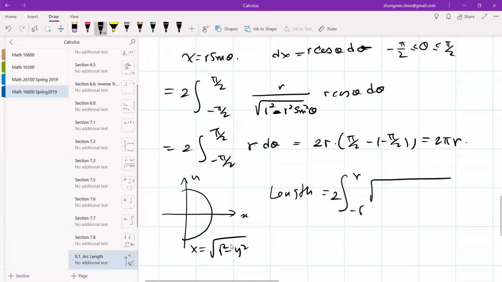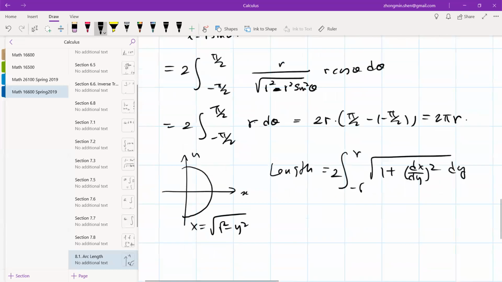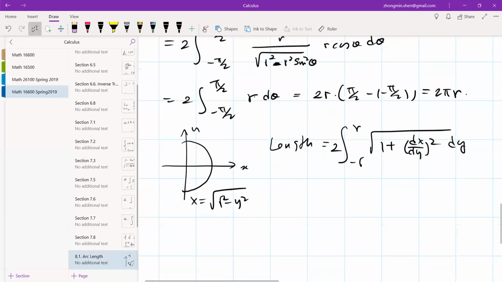It is going to be 1 plus dx dy, and dy, right? You will get the same result. You still get the same result, 2 pi r, okay? No problem.